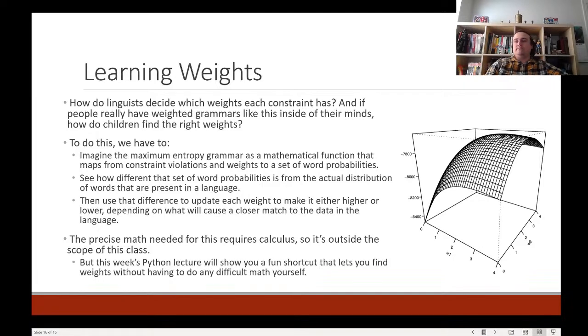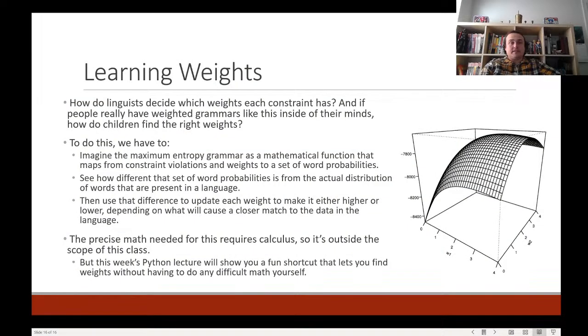If you know lots of calculus, you've taken the first 3 or so semesters of calculus, you could do this math and just find it yourself by hand. Most people, though, are going to be doing something more automated.